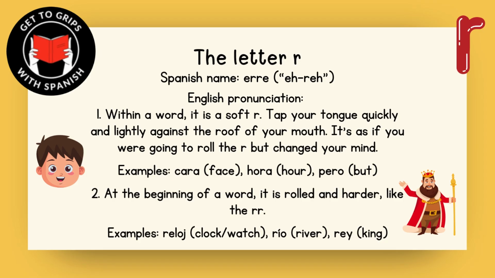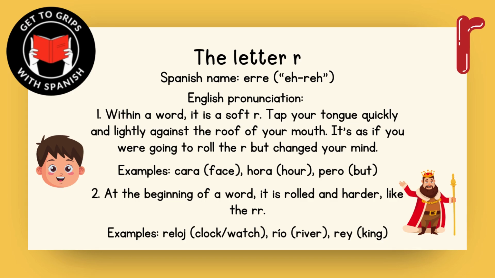The letter R is called R. The English pronunciation varies, so within a word it's a soft R. Tap your tongue quickly and lightly against the roof of your mouth. It's as if you were going to roll the R but changed your mind. So examples are cara, meaning face, hora, meaning hour, and pero, meaning but.